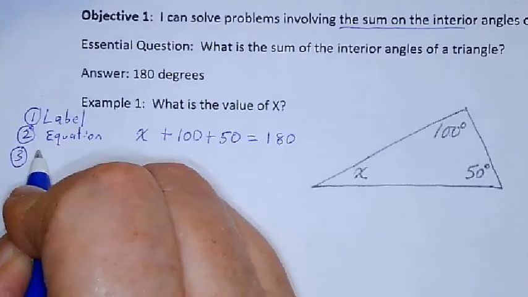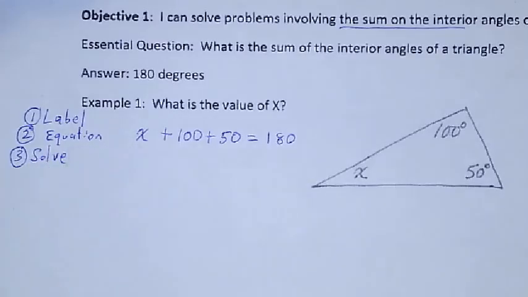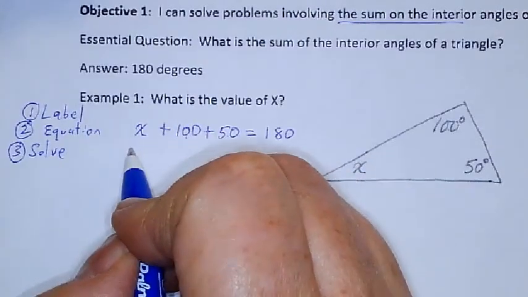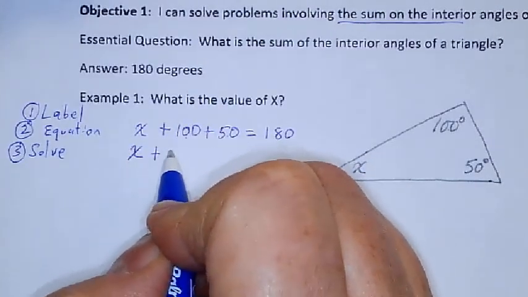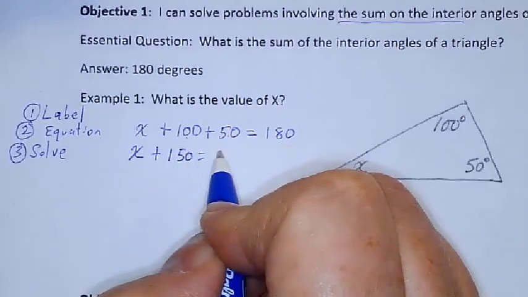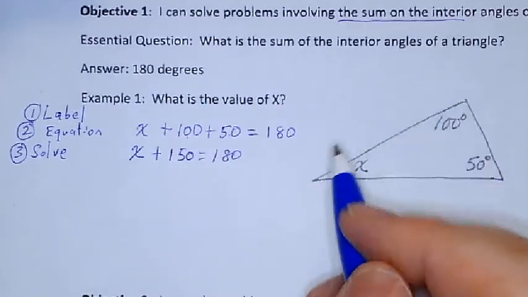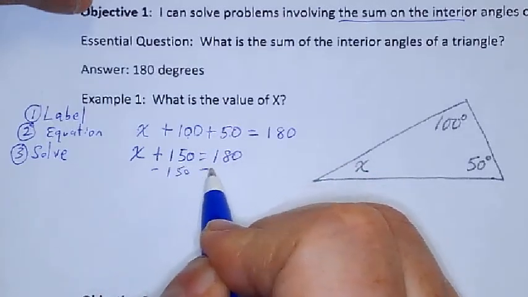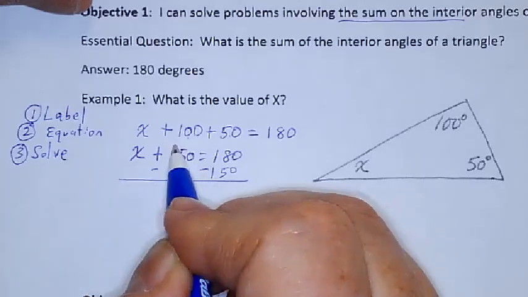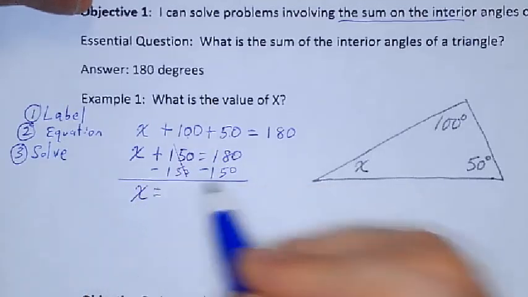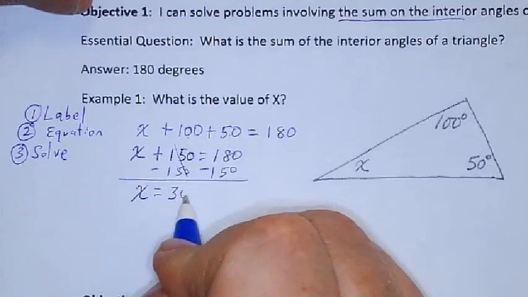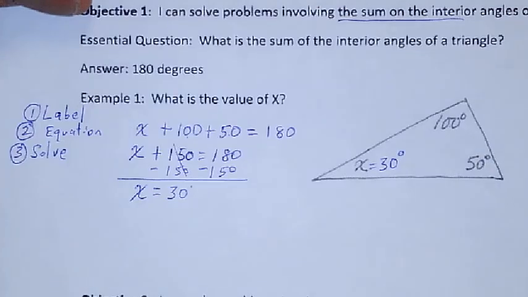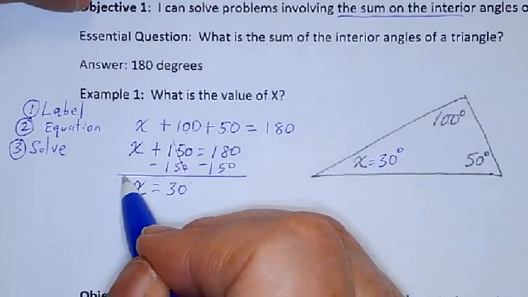Step 3, solve. Now you kids are 10 times better at solving than I am, so if we just take 100 plus 50, drop down the x, we get x plus 150 equals 180. Then you subtract 150 from this side and subtract 150 from this side, and that gives you x. What is the value of x? That means this is a 30-degree angle, and you're done. Normally, when you solve for x, that becomes an input value.